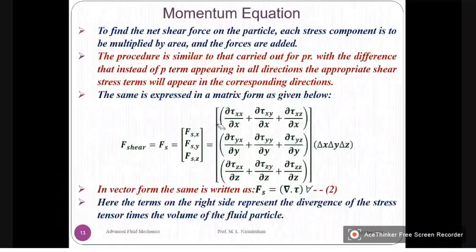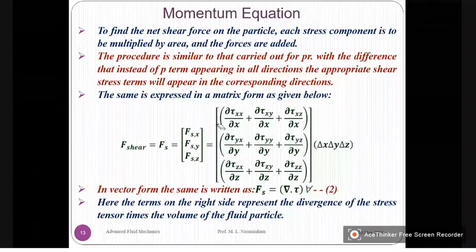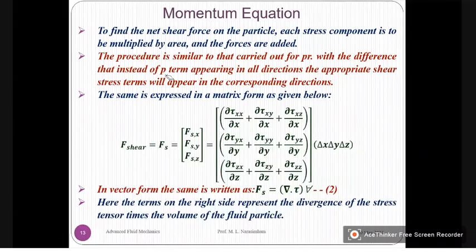Okay. Now, the important point here is that I will now represent the shear force in terms of the shear stresses as the gradients. See, what we have done earlier, we had written ∂P/∂x, ∂P/∂y, ∂P/∂z. Only three terms we got.